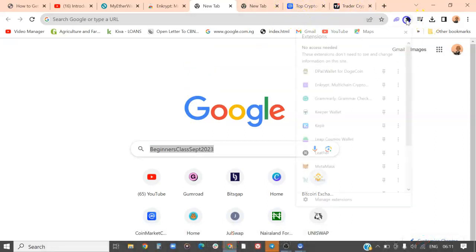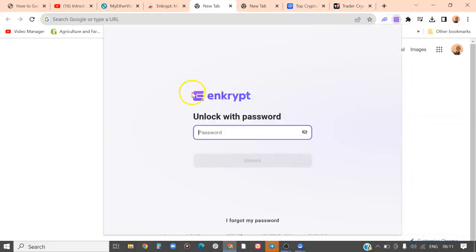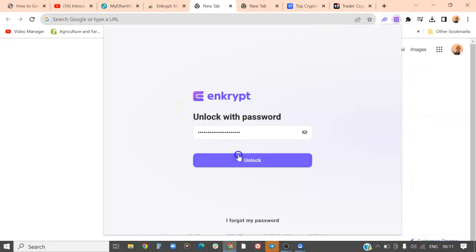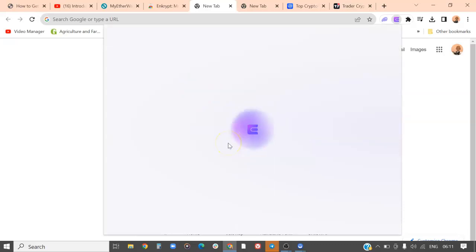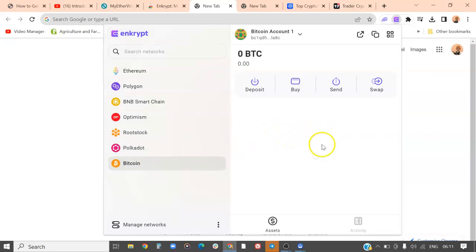Really. So let me go back. Okay, let me go back. Then let me paste that right there. I don't want the wallet. So if you want to buy Bitcoin, make sure you have a wallet like this. Have a wallet that can help you to store that Bitcoin.